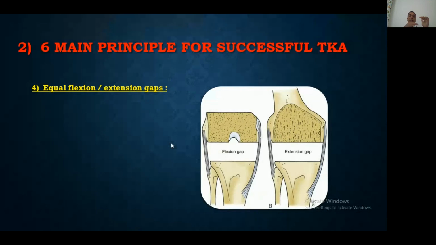So between the distal cut of the femur and the tibial cut, this is extension gap. It is the gap between femur and tibia while the limb is extended fully. But the other gap is flexion gap. Flexion gap is the gap between femur and tibia while the knee is 90 degrees flexed. So this gap is flexion gap.